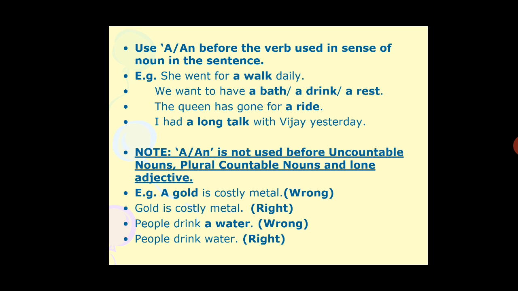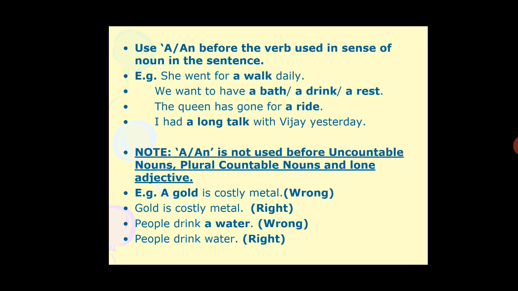Note, an is not used before uncountable nouns. There are uncountable nouns, plural countable nouns, and there are lone adjectives as well. Lone means single. Then you need not put a or an articles. The indefinite article doesn't come there. Like you can see in the example, "a gold is costly metal."